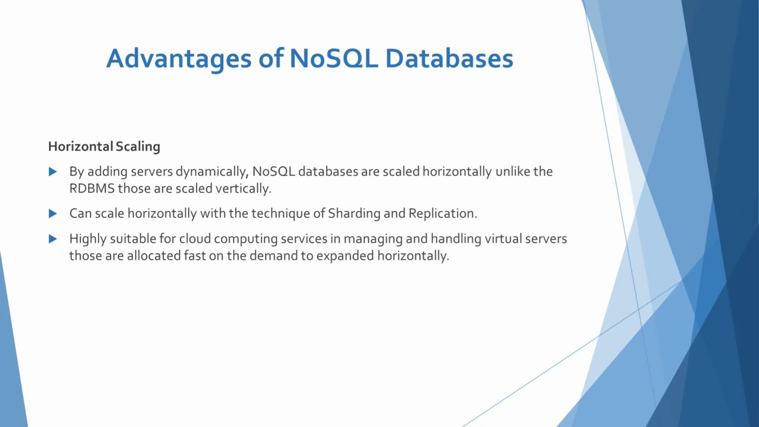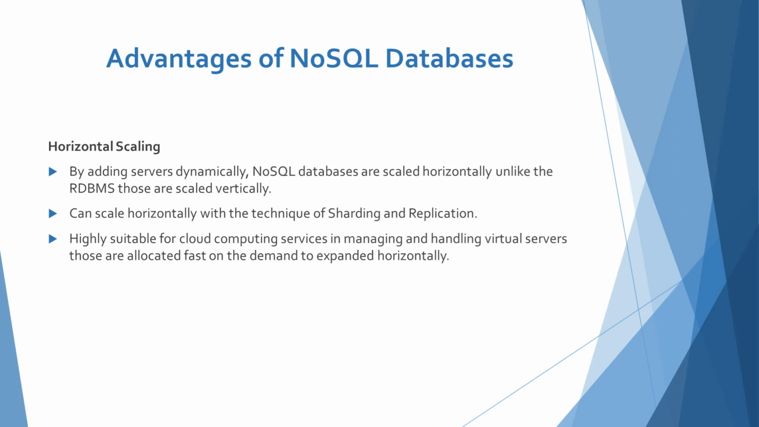Horizontal scaling. By adding servers dynamically, NoSQL databases are scaled horizontally, unlike the ODBMS, which are scaled vertically. In ODBMS, databases are vertically scalable. If the database size is growing, then we can add disks as well as RAM and CPU, vertically only. In VMs, we can extend the disk online, and also add RAM and CPU. That is vertical scalability only.